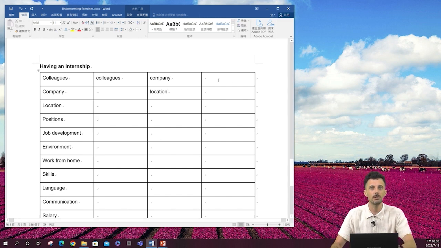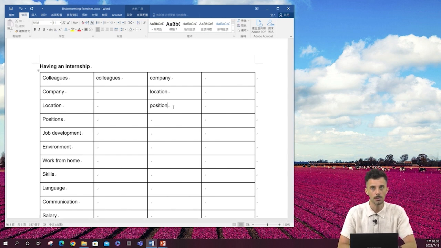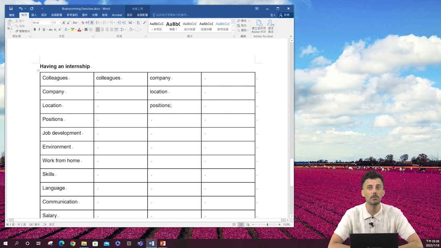So I will go with company too. All right, I'll put positions with company. Okay, job development. Will that go with colleagues, company, or should I put it in the third column? The mysterious third column, which we have no idea about yet. Yeah, let's put it in the third one.